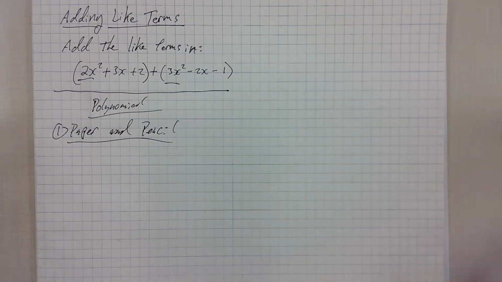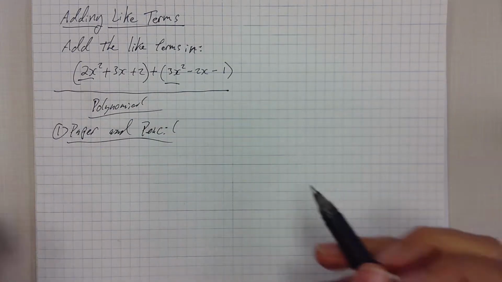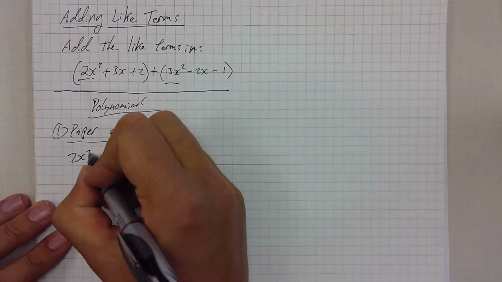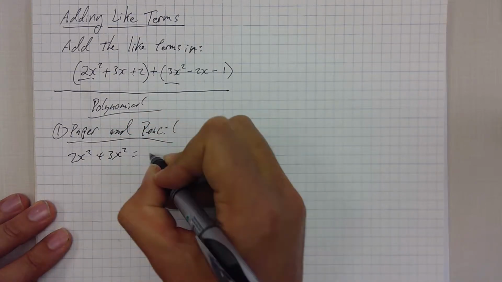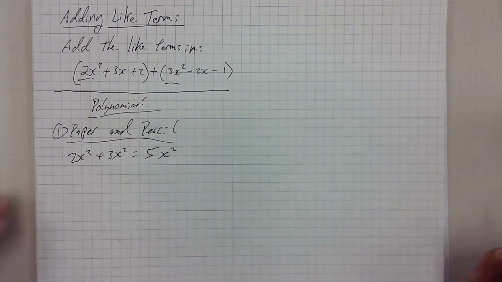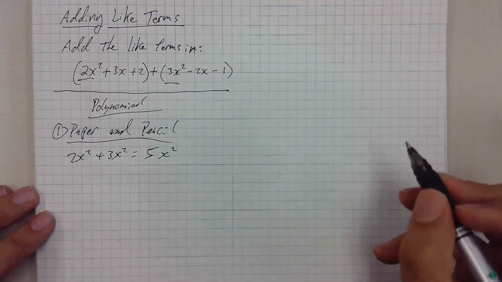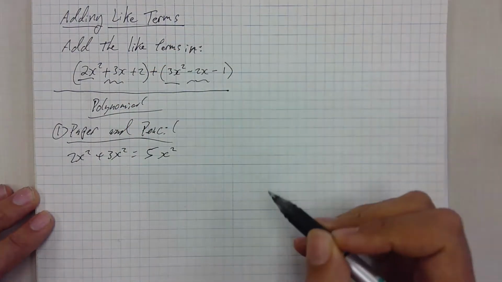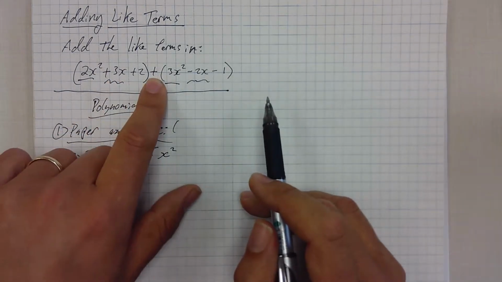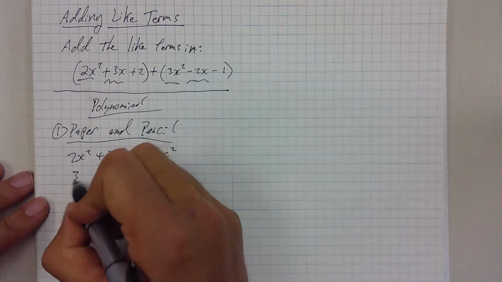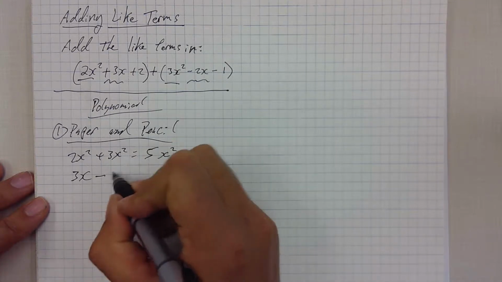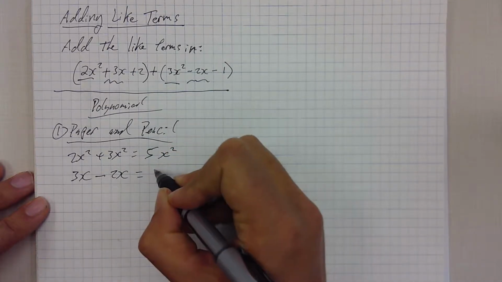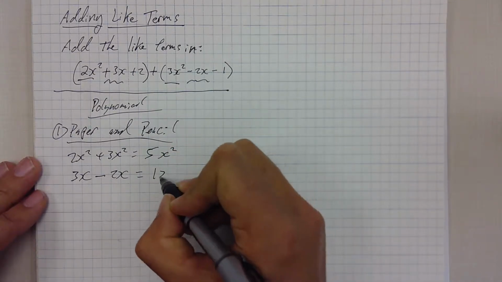All right, so for this, I look at my like terms. I've got 2x squareds and 3x squareds. That gives me 5x squareds. All right, then I'm going to look at my other terms here. I've got 3x's and take away 2x's. So 3x's, I'm going to add negative 2x's. And that's going to give me 3x's take away 2x's is just going to be 1x, or I could just write x.